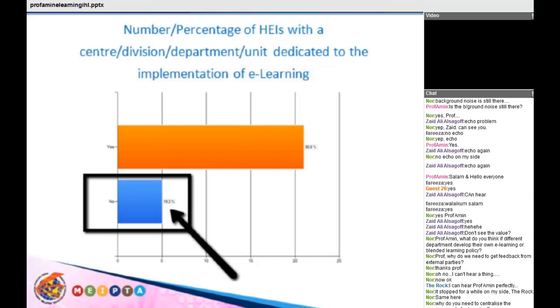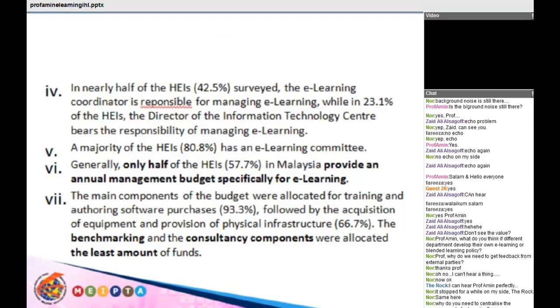I've got a question here: why do you need to centralize the management? I think if you have a centralized body, then things can be done much faster and more efficiently. But if e-learning is placed in many departments, then people say it's your job, so things will not be done properly. So thank you for the questions. You can keep on adding questions so that I can make the presentation more relevant.